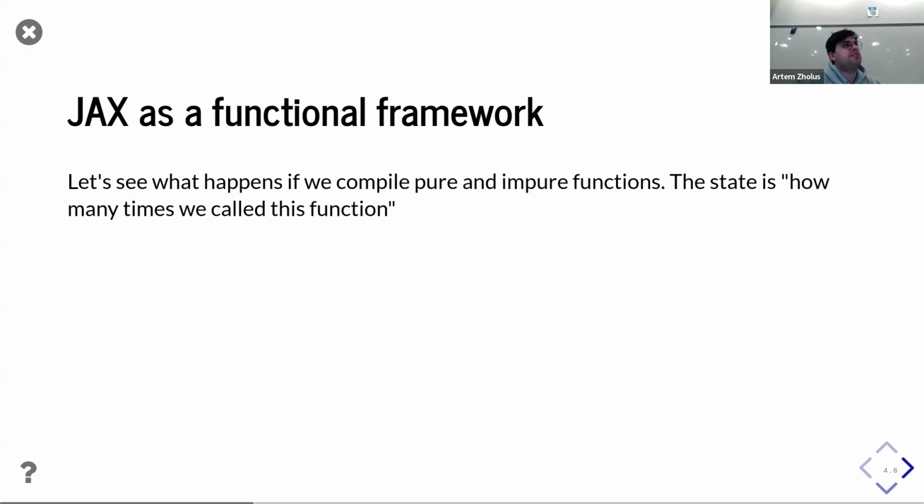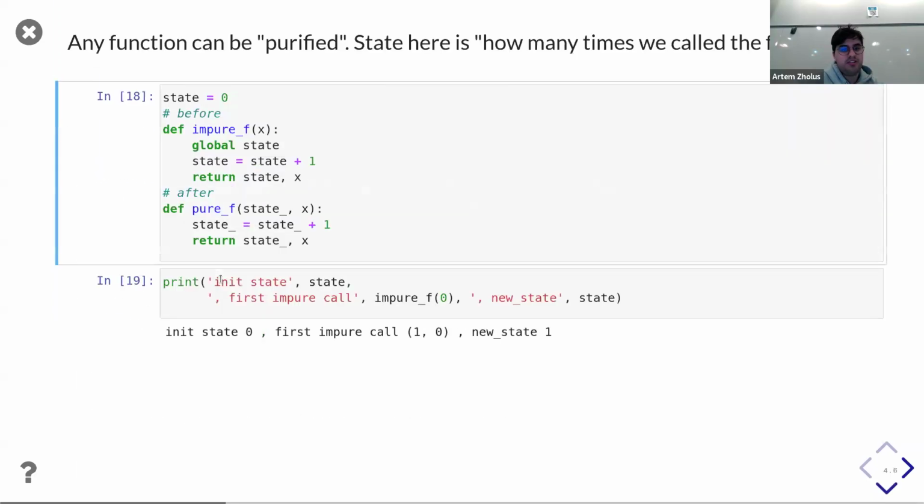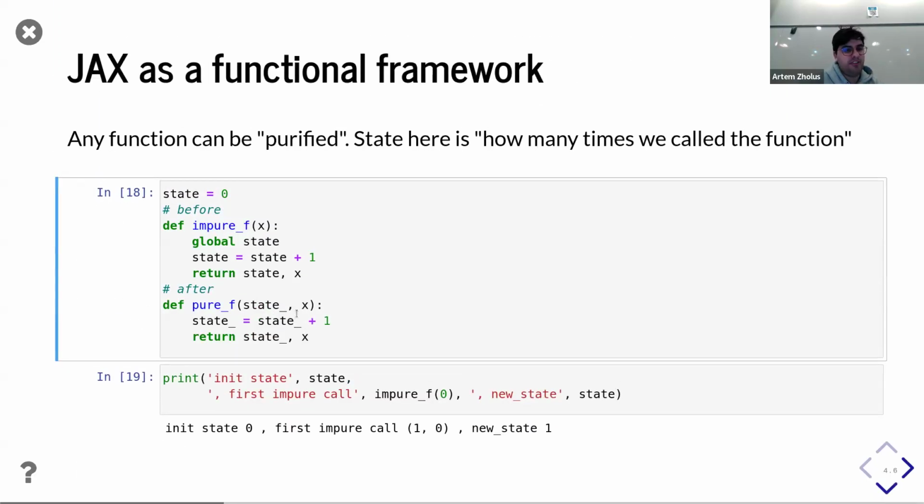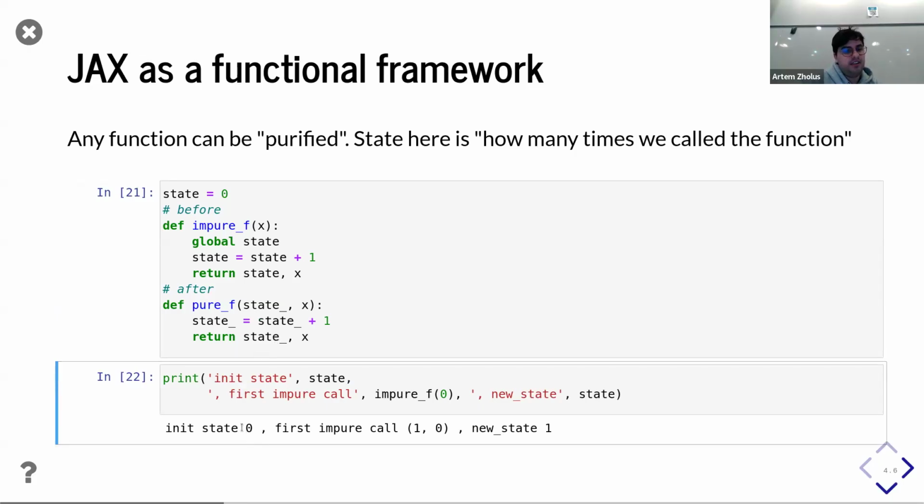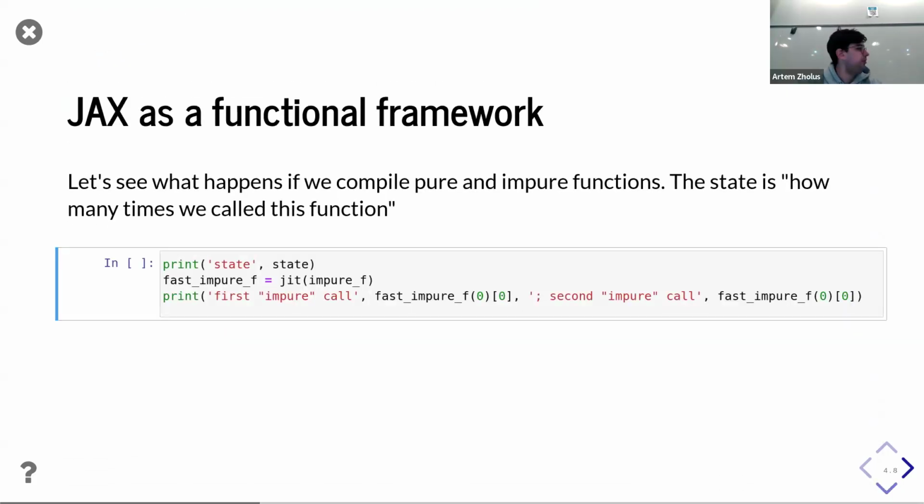So again, let's consider the same example and let's see what happens if we try to compile pure and impure functions. First, I'm going to compile an impure function. Remember that when I called this for the first time, I'm going to rerun it again. So my state is 0 here because I did not call the function. And now my state is 1 because I called the function once. And this function is impure because it changes the state of the outer world, being the variable of how many times I call the function.